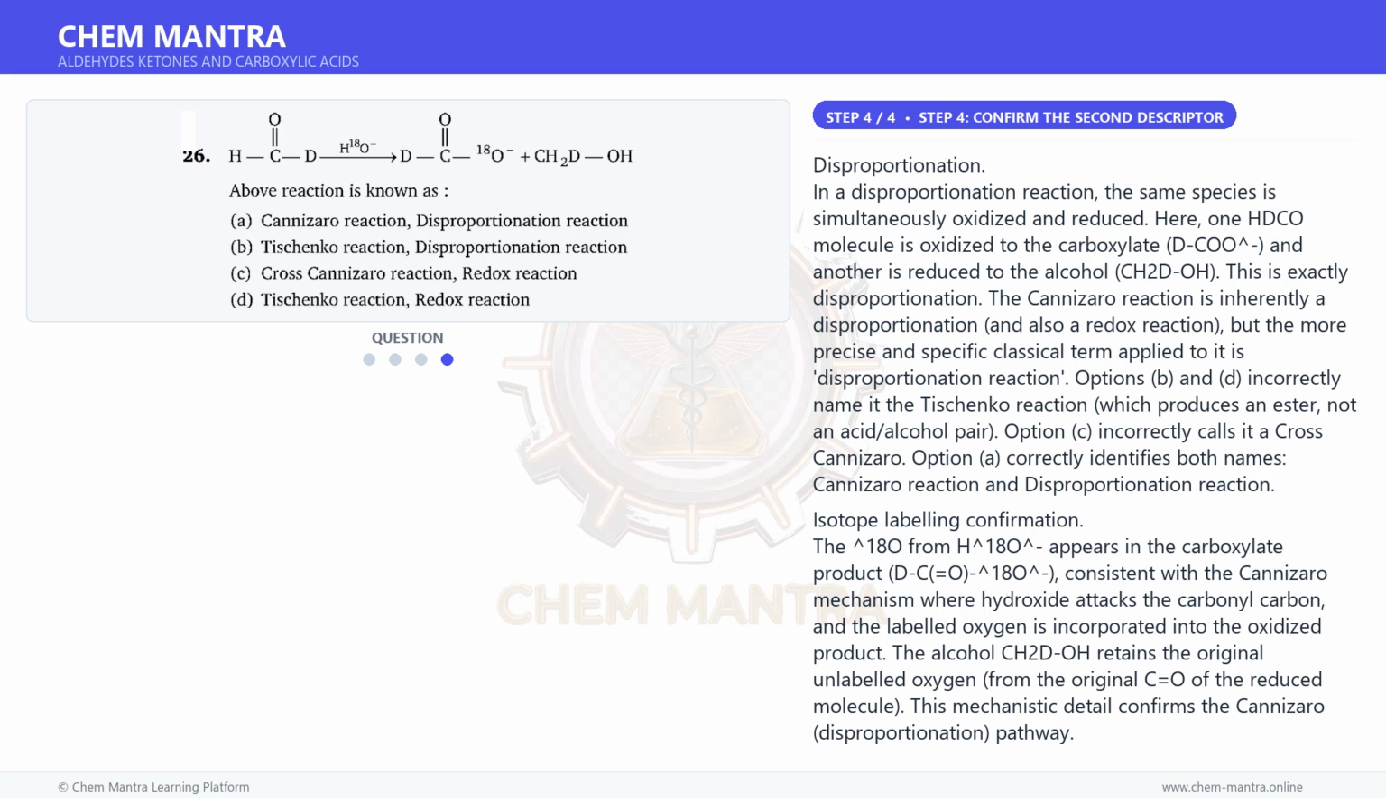Isotope labeling confirmation. The ¹⁸O from H¹⁸O⁻ appears in the carboxylate product, DC=O-¹⁸O⁻, consistent with the Cannizzaro mechanism where hydroxide attacks the carbonyl carbon and the labeled oxygen is incorporated into the oxidized product. The alcohol CH₂D-OH retains the original unlabeled oxygen from the original C=O of the reduced molecule. This mechanistic detail confirms the Cannizzaro disproportionation pathway.